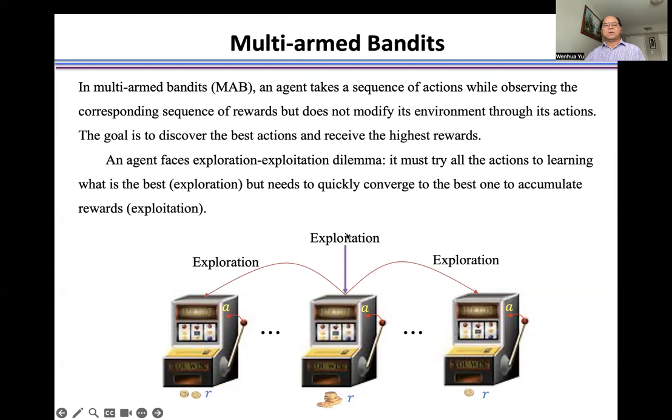That means when an agent takes action A, it receives a reward R. So the agent needs to decide next whether to continue taking action A and receive more reward, or to try another machine that may give more reward.